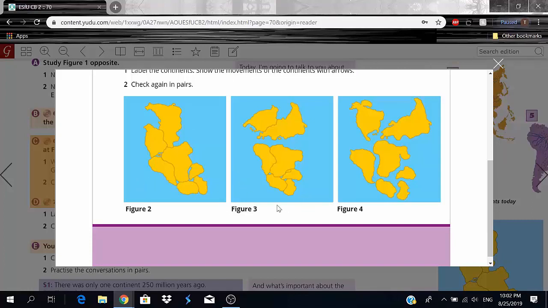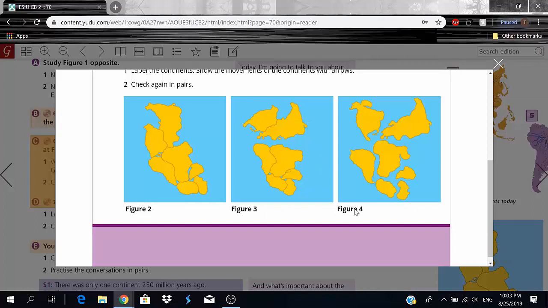Now, let's move on to figure 3 here. Now, things are starting to take a little bit more shape. In the northern hemisphere, we have Laurasia, right? So this was the northern continent, called Laurasia. And in the southern hemisphere, the continent was called Gondwanaland. Yeah, Gondwanaland. So in the north, Laurasia, and in the south, Gondwanaland.